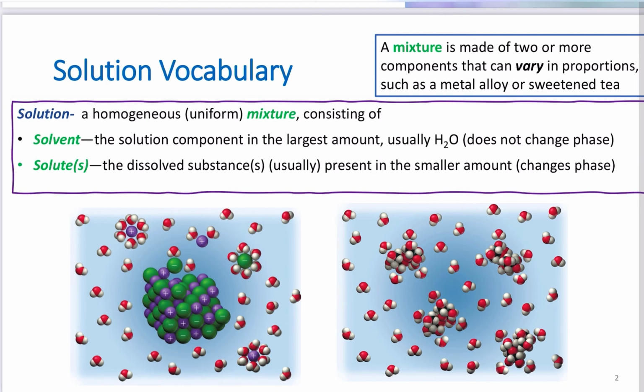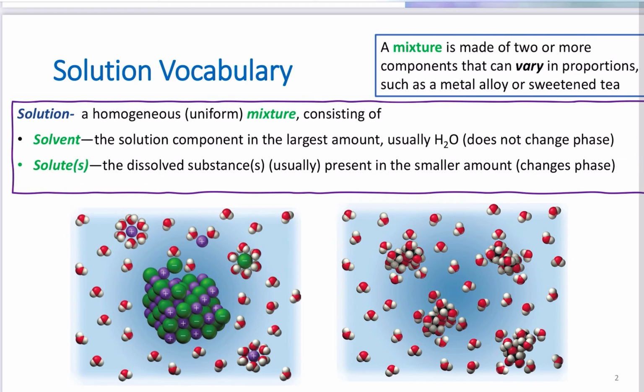If I then add some ice cubes to my glass, it is no longer homogeneous. First, there's a temperature gradient. The water closest to the ice will be colder, but also there's ice cubes, which are in a different phase than the water itself. So a solution is defined as something that's homogeneous, meaning it's uniform, and it's a mixture. It consists of two components: your solvent and your solute. You may have multiple solutes in here, but you have at least one solute and you have a solvent.